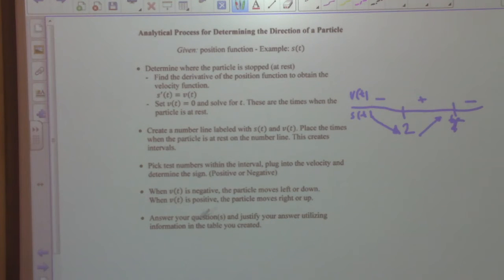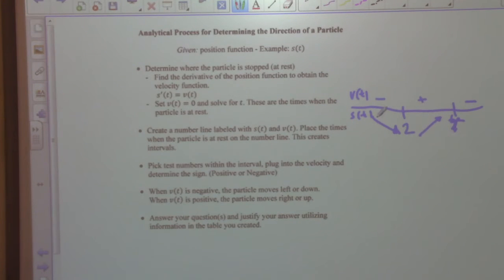And then, of course, we answer all of our questions. And it says, justify your answer utilizing information on the table you created. I don't see the table there. You don't really need it; it's using this information right here. I guess that's what I would call a table. And what happens here, when you find this is negative, do you see these arrows below the line?